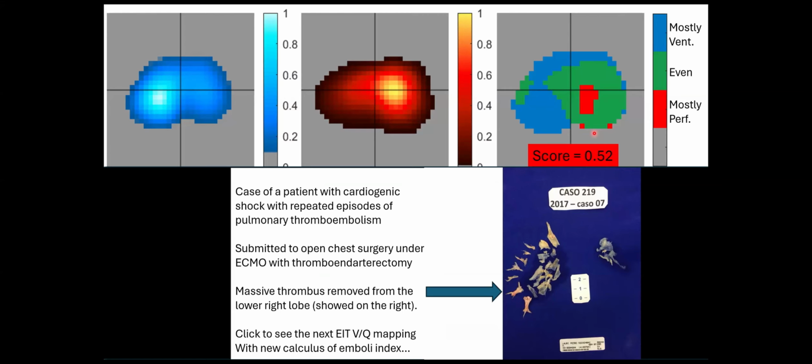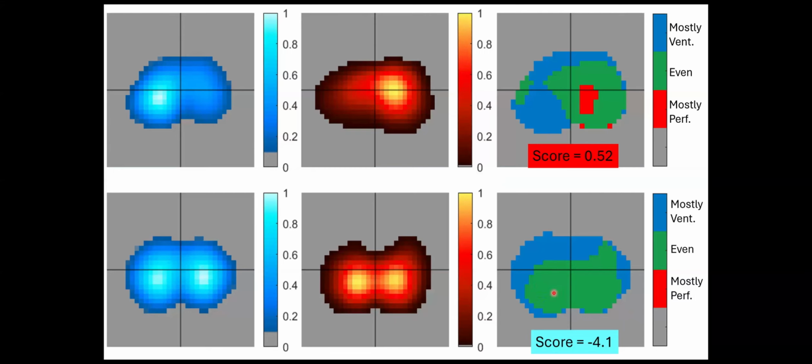Something that we are now using clinically, we are studying cases of chronic pulmonary emboli, and this is a particular patient with some lack of perfusion in the right lower lobe. We can see here the dead space zone with a positive score for pulmonary emboli. This patient was submitted to surgery. They removed the thrombi, especially on the right side, and after the surgery, we see that the score is now negative, and we don't have any more blue zones in the lower lobe.